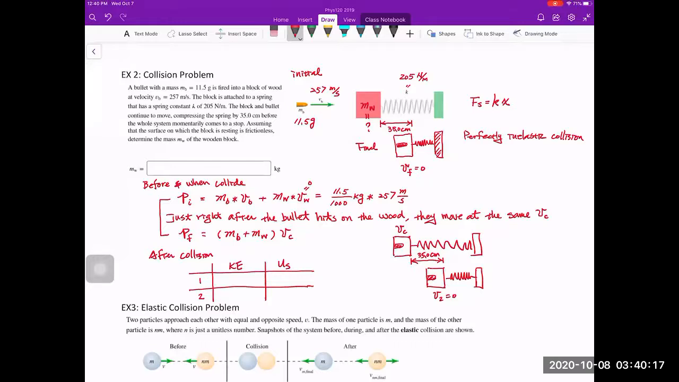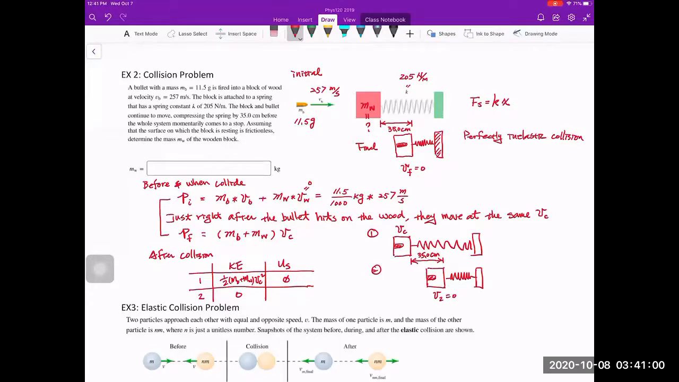Okay, so what is the kinetic energy of state 1? What is the kinetic energy of state 2? State 2 is equal to 0 because the speed is equal to 0. And this one will be 1/2 (m_b plus m_w) V_c squared. That's the kinetic energy. What about the spring energy? At the beginning, the spring is at rest, so there's no compression at all. So initially, there's 0 potential energy for the spring.